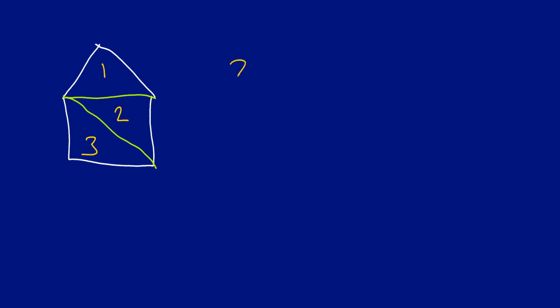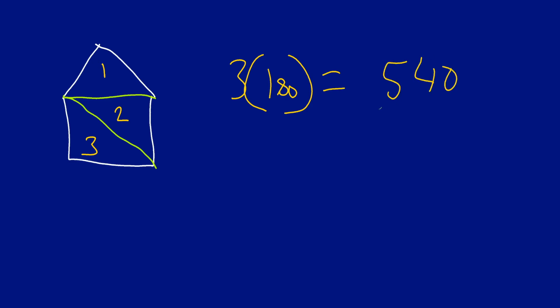We have three triangles. See if you can follow my math. We know that inside each triangle, there's 180 degrees. And so if we multiply that all together, we're going to get 540 degrees. Now we have to think about how many angles we have here. Well, let's count those now. So we got one, two, three, four, and five.